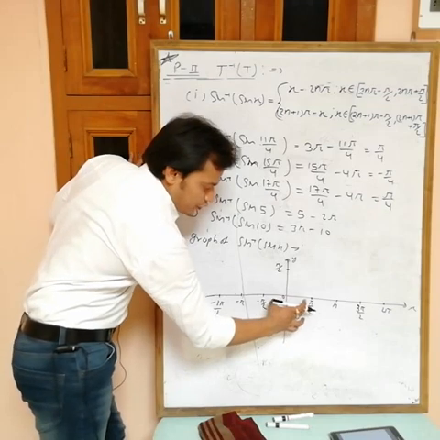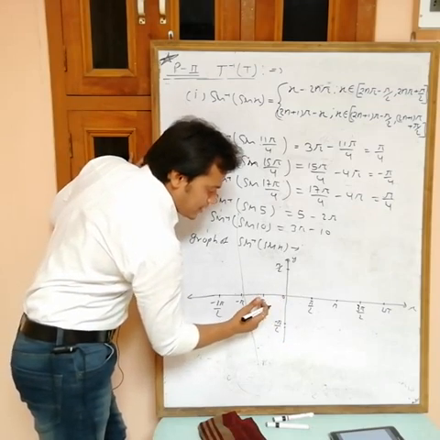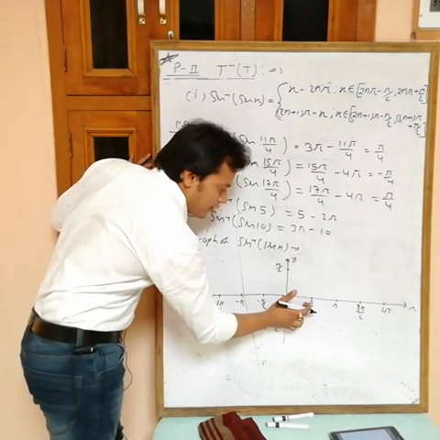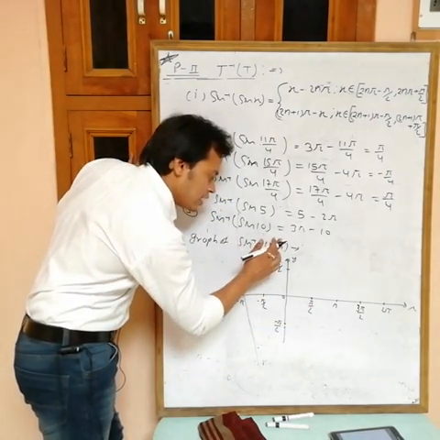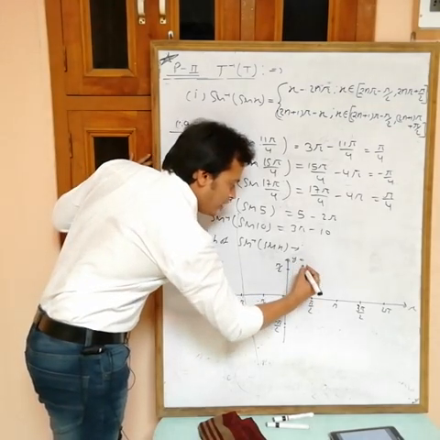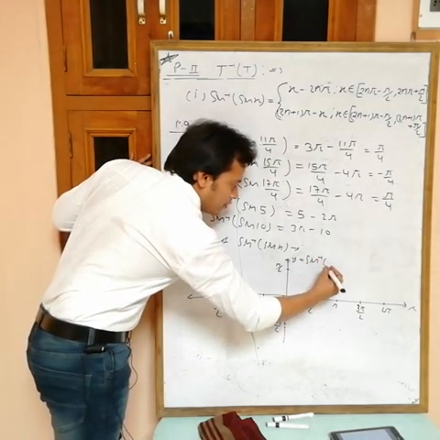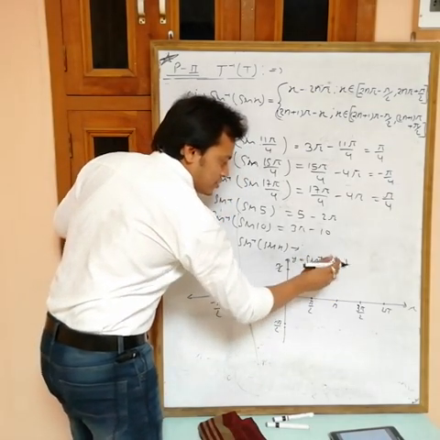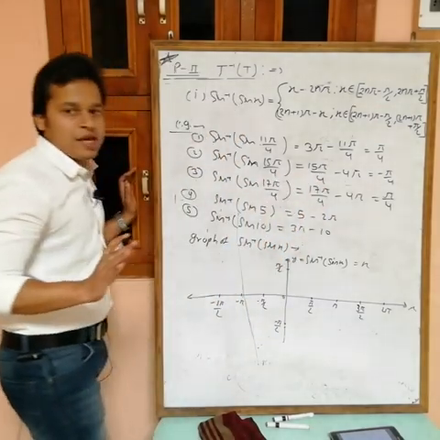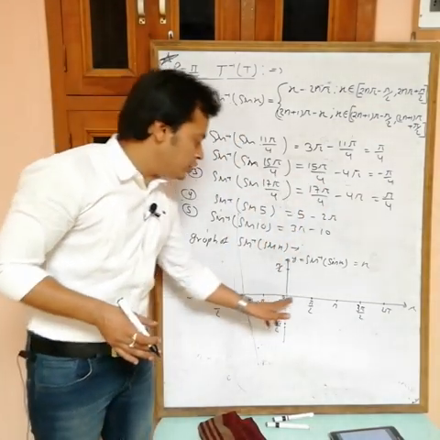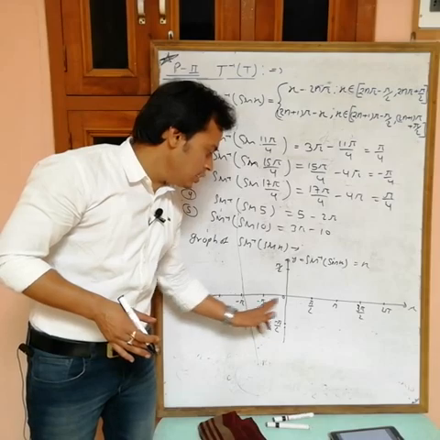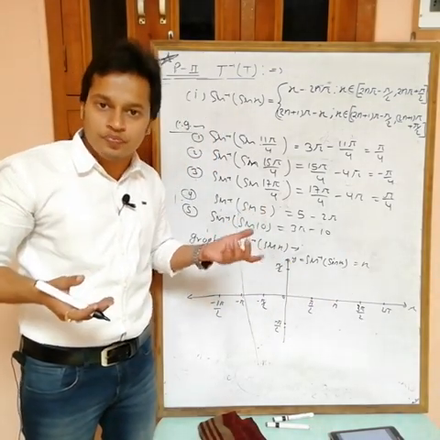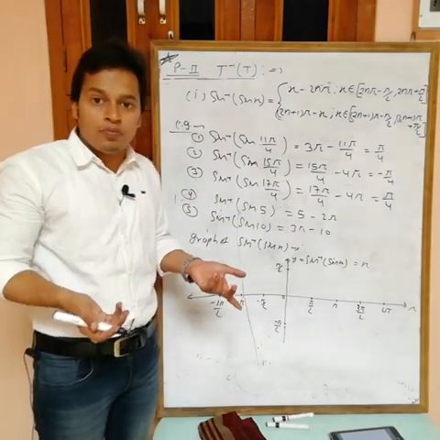For this interval, x lies from minus pi by 2 to plus pi by 2. If x lies from minus pi by 2 to plus pi by 2, then sine inverse and sine cancel out. Here we have y as sine inverse of sine x. For this interval sine inverse and sine cancel out, and what we are getting is x. So it means for this interval the value of y is x. So just draw the graph of y equals x.